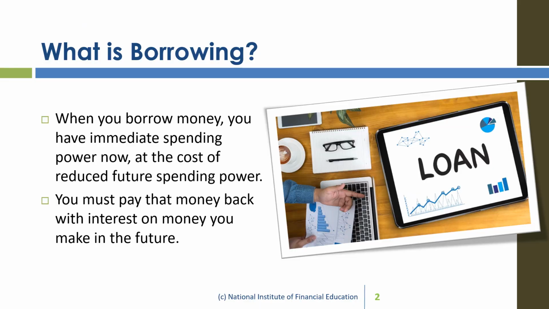First, we have to define what is borrowing. When you borrow money, you have immediate spending power now at the cost of reduced future spending power. You must pay that money back with interest using money you make in the future. When you borrow, you are actually borrowing from your future self because that is who has to pay it back.